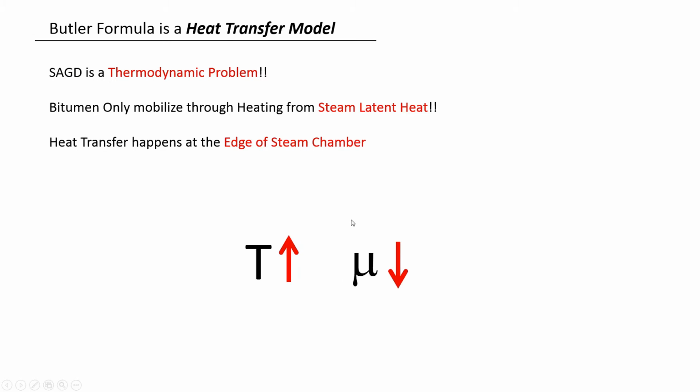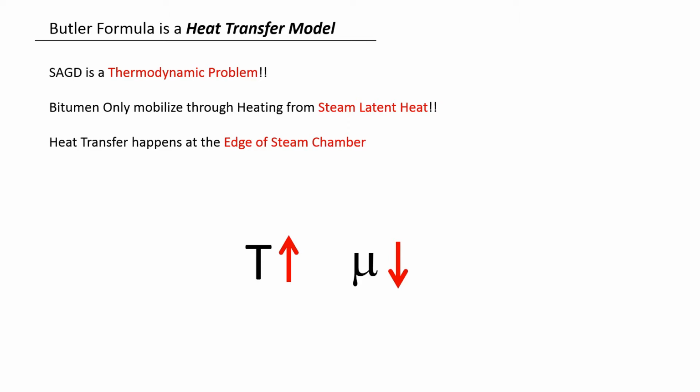So first of all, we talk about the Butler model because that's been used for decades now, 20 years at least. And a lot of challenges with the Butler model come because there's a misunderstanding of this model. This model is developed based on the heat transfer at the steam interface between the reservoir and the steam chamber. But SAGD in reality is a thermodynamic problem.